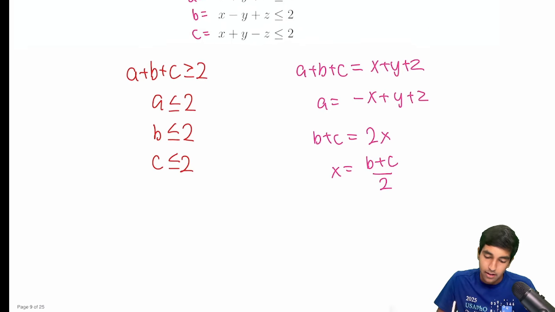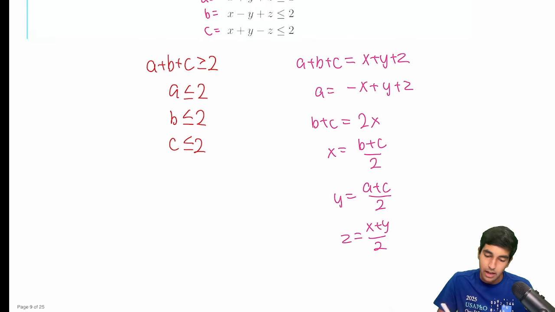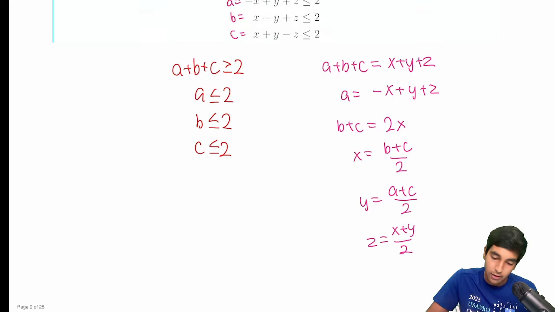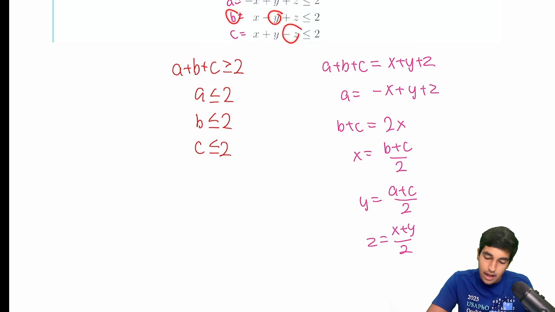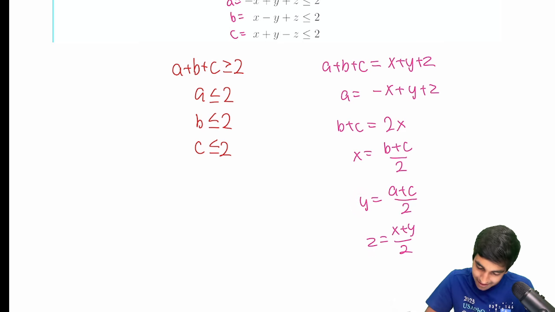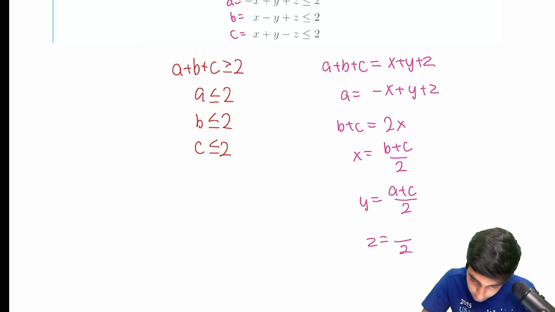As you might guess, it's going to be very symmetric here. Y equals A plus C over 2. And z equals A plus B over 2. As you can imagine, it's all symmetric. So x goes with A, y goes with B, and z goes with C. So x has everything except for A, y has everything except for B, and z has everything except C. I messed that one up there: it should be A plus B all over 2.